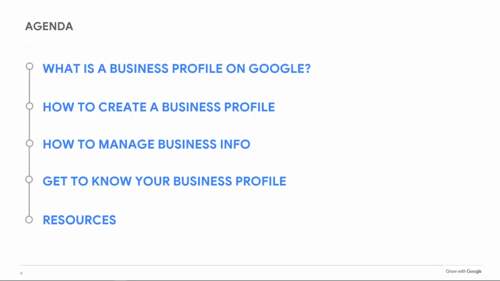So on our agenda today, we are going to talk about what is a Google profile or a business profile on Google. And then we're going to talk about how do you create that profile so that you can manage it and you can control the information that is on that profile that goes out for your business, how to manage it once it's up, and then getting to know your business profile. And then obviously at the very end, we're going to talk about the resources that are available to you. Okay, I want to show you a video real quick about what Google profiles can do.